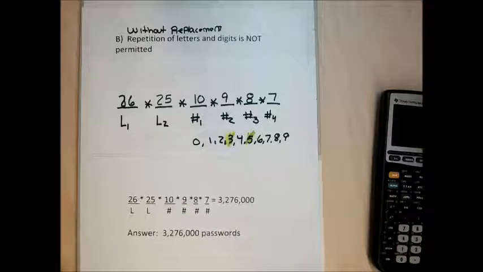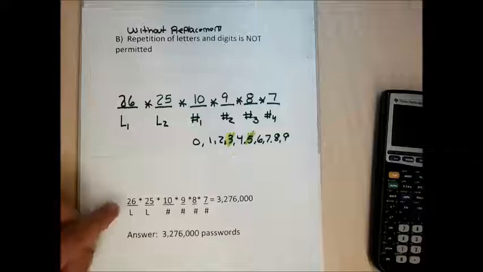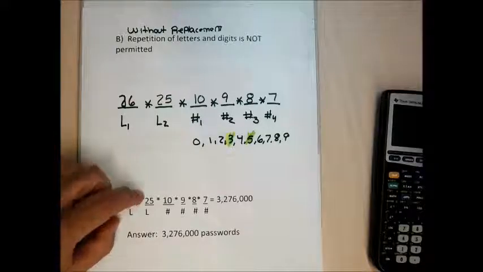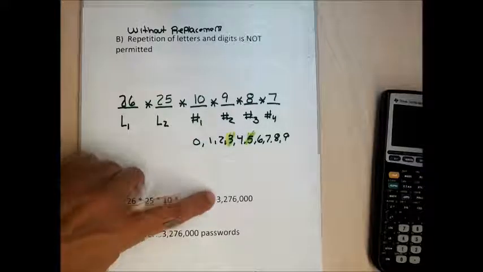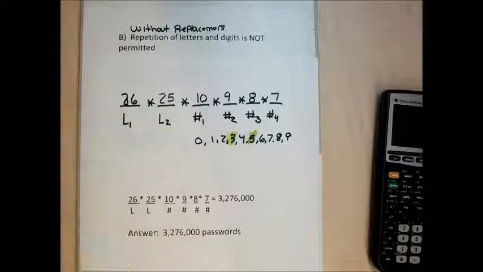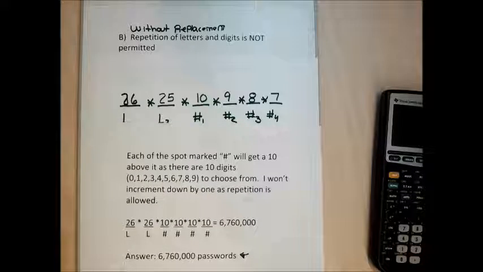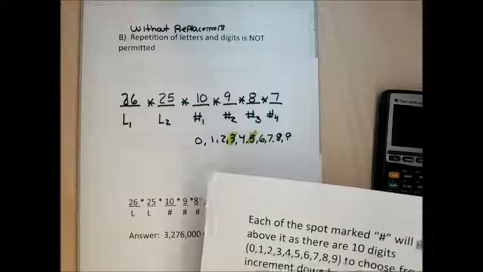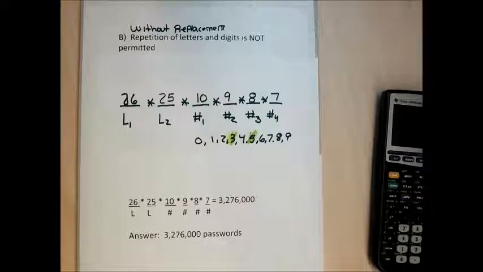Apparently, if I do this multiplication and I haven't made a mistake, if I pulled out my calculator and did 26 times 25 times 10 times 9 times 8 times 7, I'd get 3,276,000 passwords, which is a lot less than the 6,760,000. Almost half, in fact, just about half as many passwords, because you're throwing out a lot of passwords here. Any password that had a double A or 2 7s in it would be thrown out in this instance.